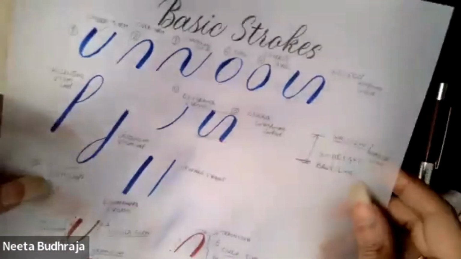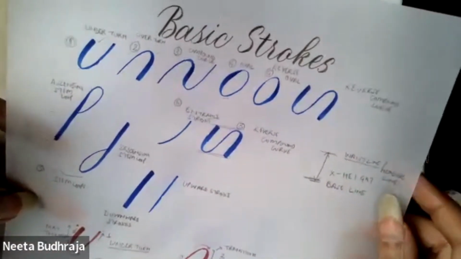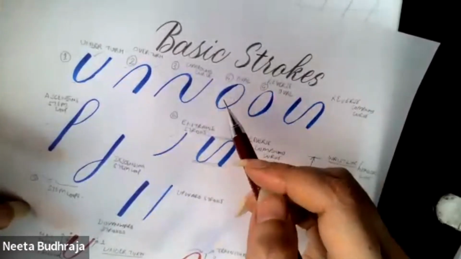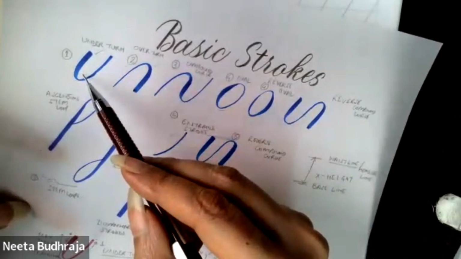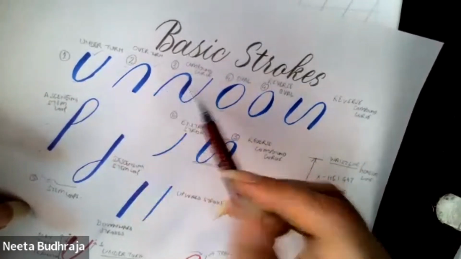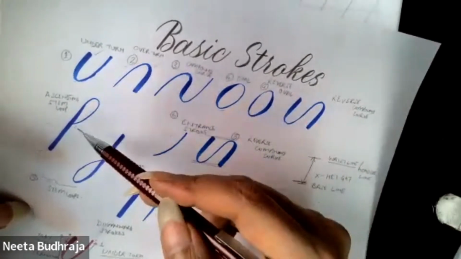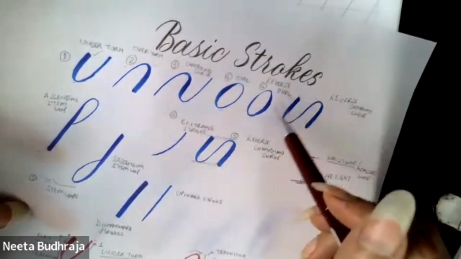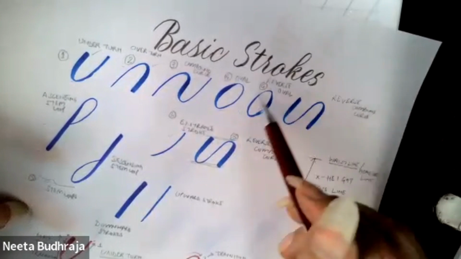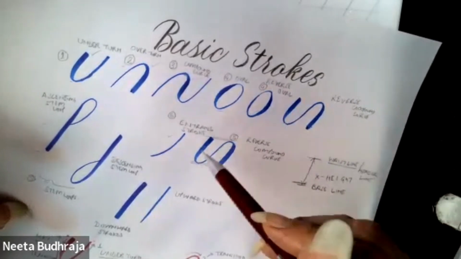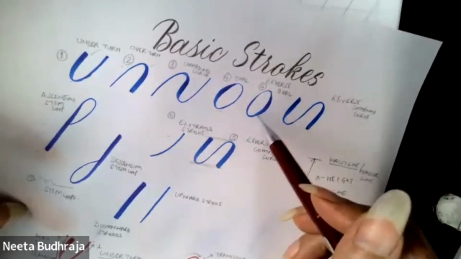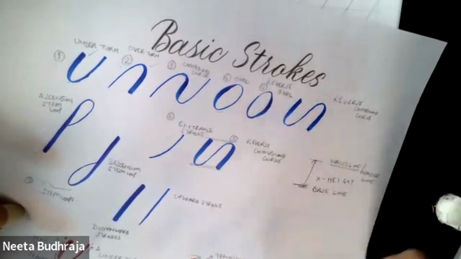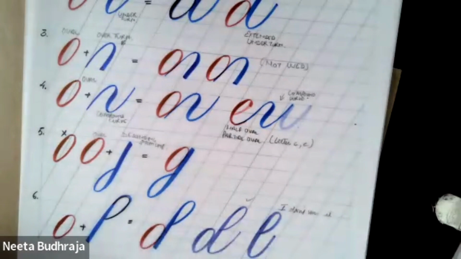Which combination is left now? Let's have a look. So we have done our oval, regular oval with our underturn, overturn, compound curve, and then we did it with our ascending stem loop and descending stem loop. Now these two strokes are left. One is reverse compound curve and another is reverse oval, and the oval in itself. So let's have a look.